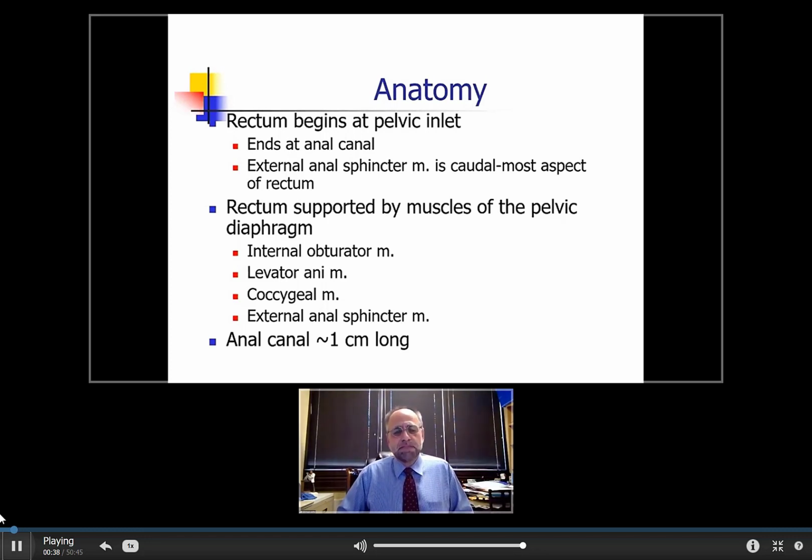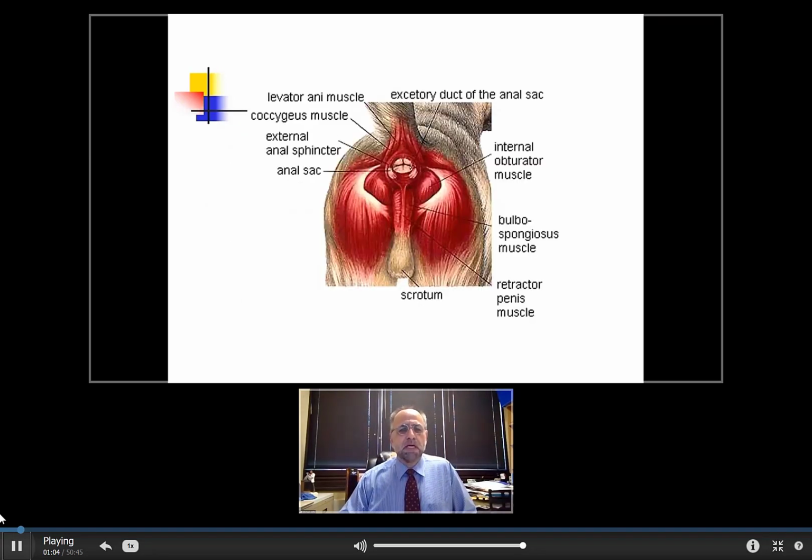The rectum technically begins at the pelvic inlet and ends at the anal canal. Hence, the external anal sphincter muscle is the caudalmost aspect of the rectum. There are a number of different muscles that support the pelvic diaphragm that surround the rectum, and we'll look at those in a little bit more detail here in a second. The anal canal itself is really only about 1 centimeter long in most average-sized dogs.